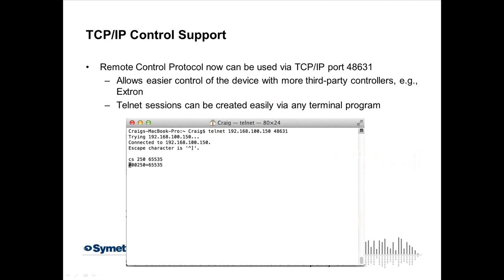As I mentioned in the beginning, TCP/IP is supported now, so controllers like Extron have typically only been able to talk to us over RS-232 because we only supported UDP/IP and RS-232. Now we support TCP/IP, so you can see here that a telnet session, which any telnet software would work, is connected to a unit and sending CS, so control. They're sending a control to control number 250 and telling it to go to the max, and then they're getting the feedback from the DSP that 250 has been set to the max.